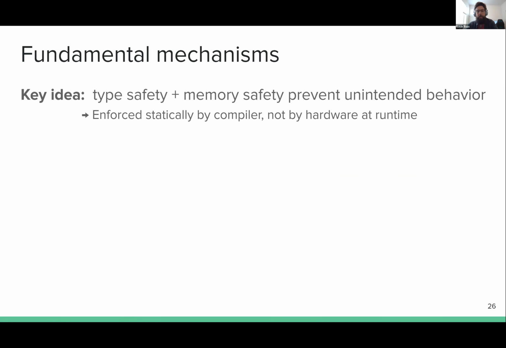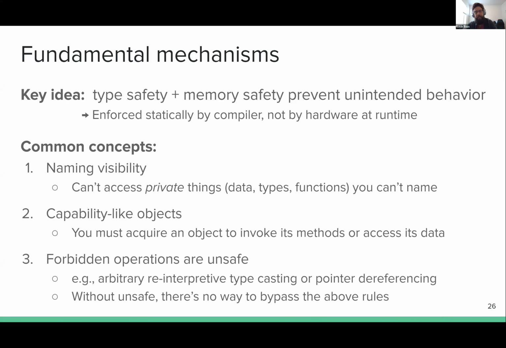So there are some fundamental mechanisms that enable those key concepts that I just discussed. So the key idea really here is that if a language can provide type safety and memory safety, and you can enforce it in the compiler, then you can prevent unintended behavior, right? And that's really what isolation and protection is about. It's about preventing unintended behavior, right? So what are some common concepts here? I tried to break it down into 3 core concepts.